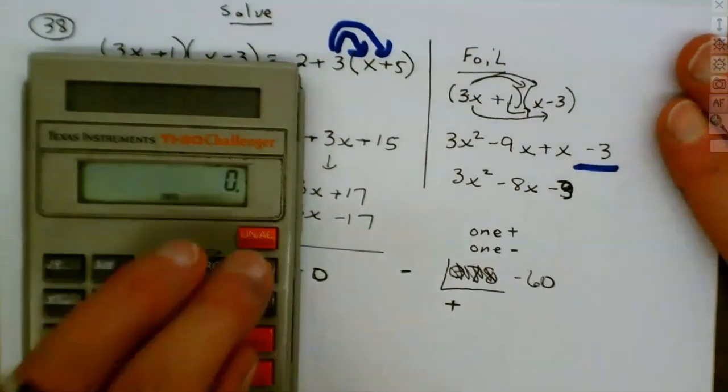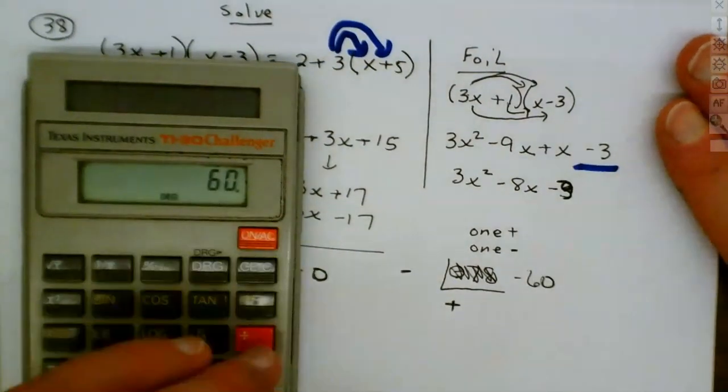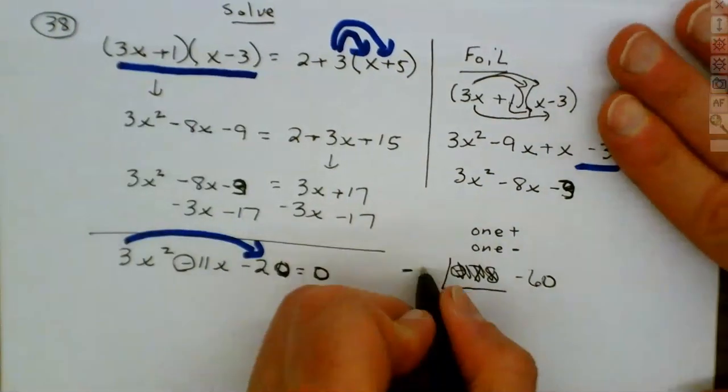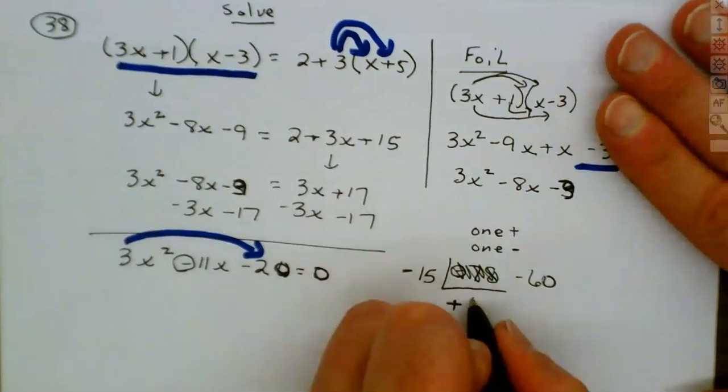And I think 15 will work because when we look at 60, we're going to divide that by 15. 15 and 4. So we need a negative 15 and a positive 4.